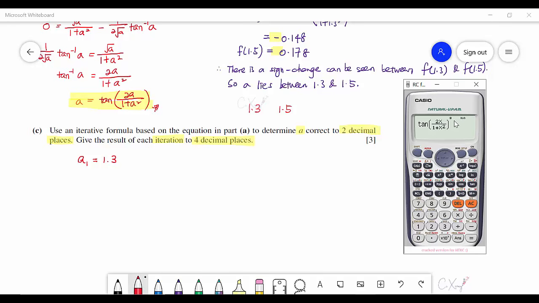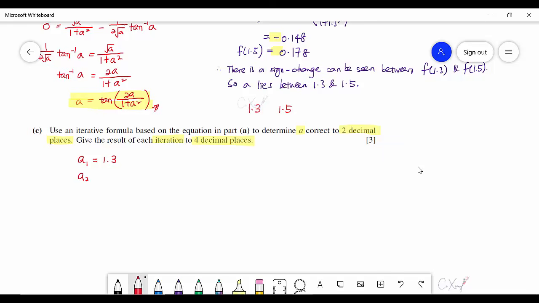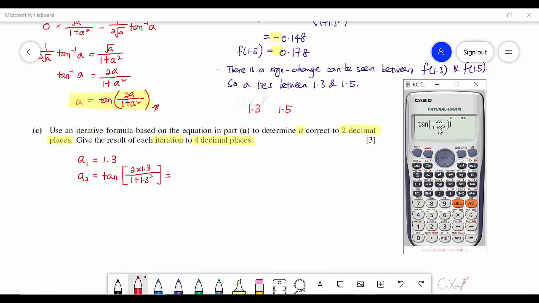Before I do any calculation, I will double check the mode here. Can you see a small r here? That means this calculator is in radian mode. Now maybe I want to get A2. To get A2, you are going to substitute 1.3 into the iteration formula, so you have 2 multiplied by 1.3 divided by 1 plus 1.3 squared. Just now you already keyed in the formula, so now you want to calculate the answer. Please press the calculate button here.